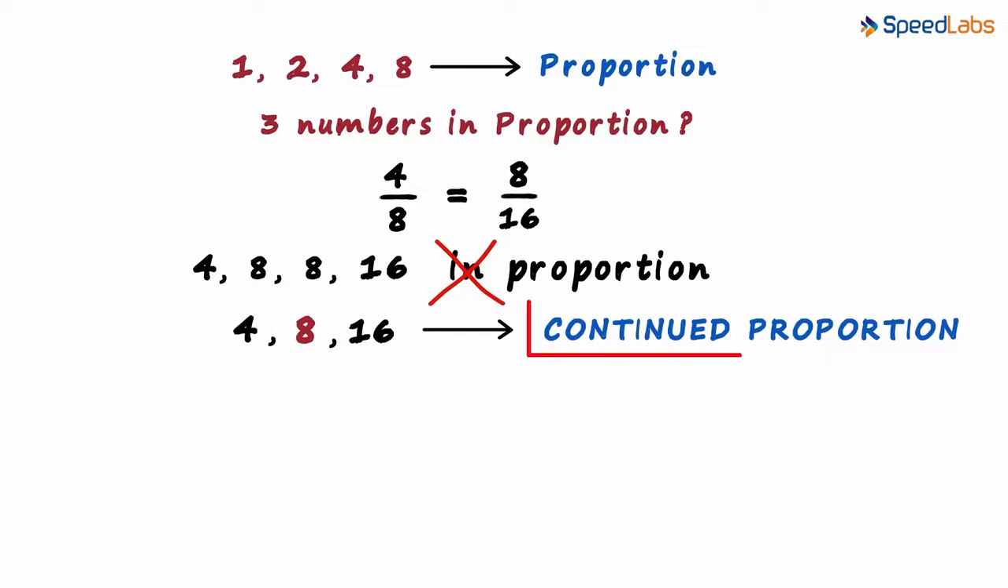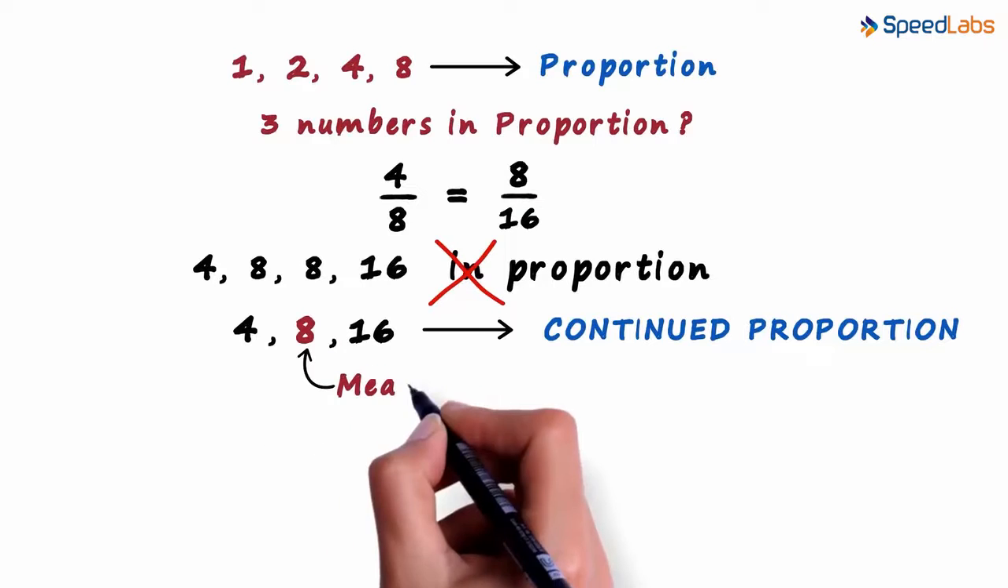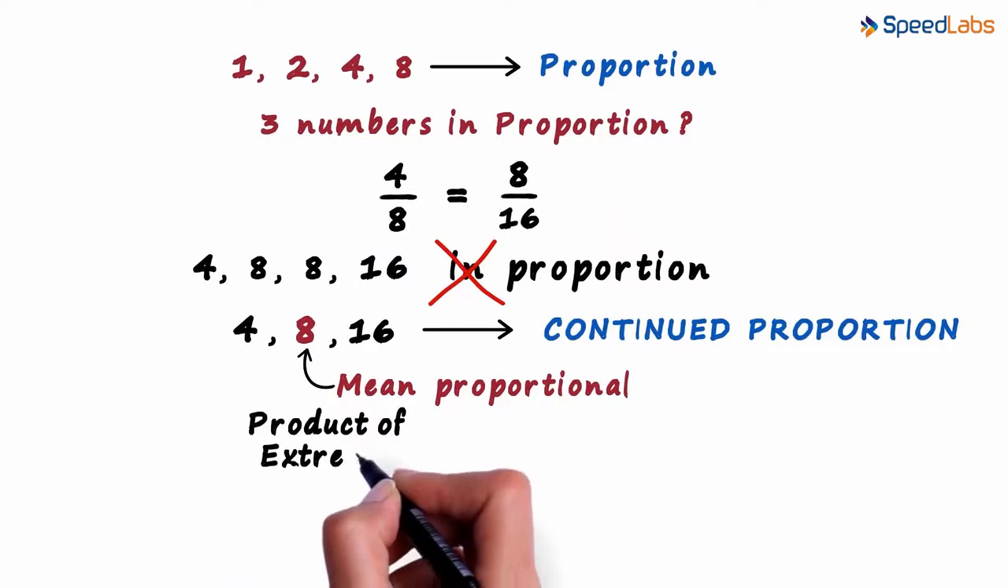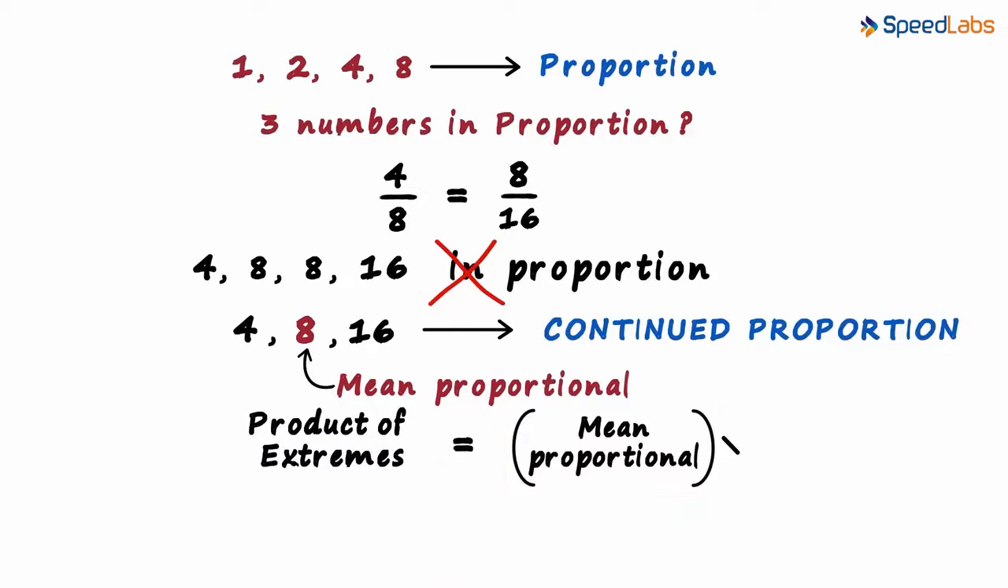The concept of continued proportion is the same as that of proportion. The only difference is that the middle term is repeated. And that middle term is called the mean proportional. Yes, mean proportional. As the concept of continued proportion is the same as proportion, the product of the extremes will equal mean proportional multiplied by the mean proportional. That is mean proportional squared.